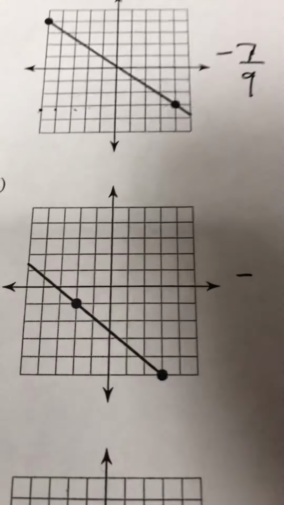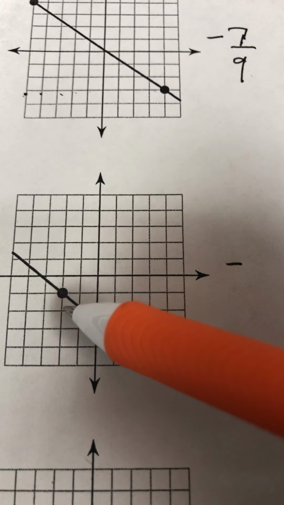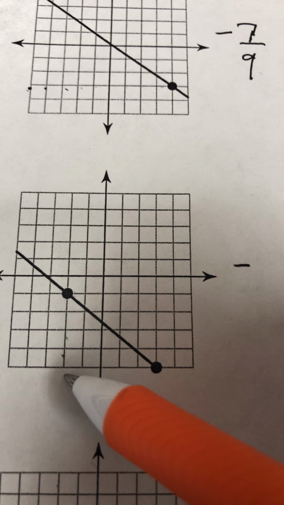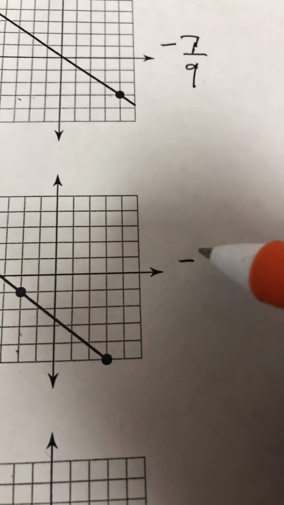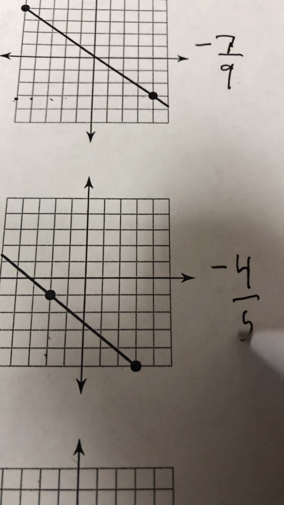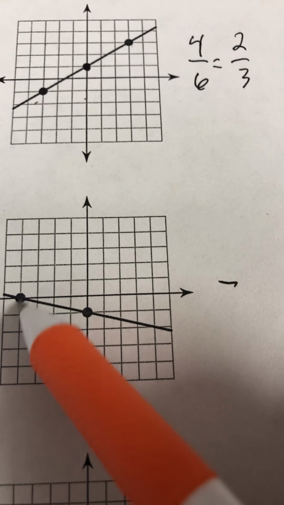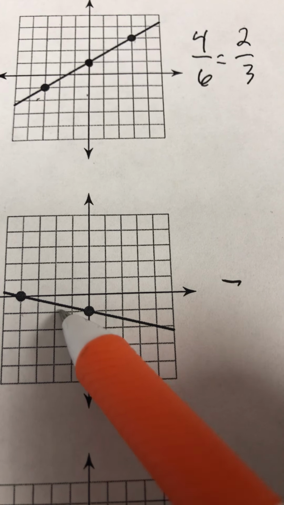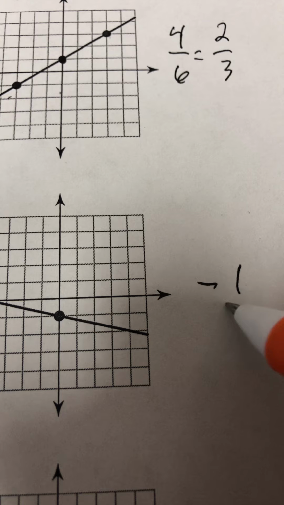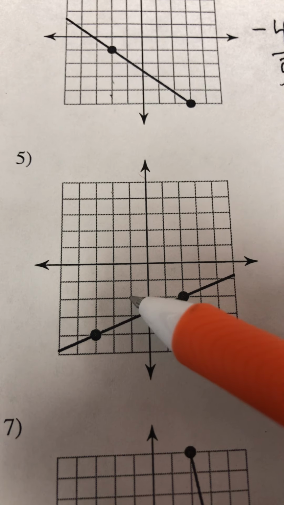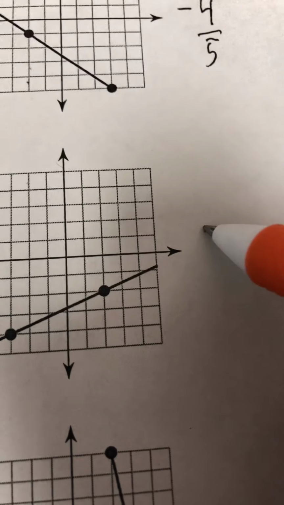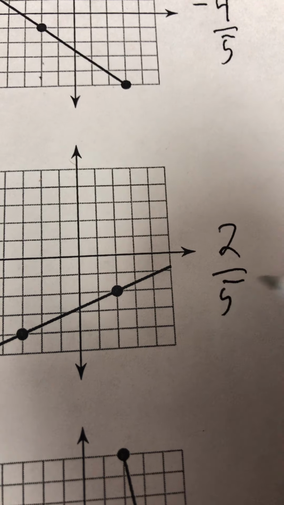This one we already said was negative, and it's going down 1, 2, 3, 4 over 1, 2, 3, 4, 5. So down 4 over 5. This one we said is going to be down, goes down 1 over 1, 2, 3, 4. Down 1 over 4. This one goes up 2 over 1, 2, 3, 4, 5. So it's up 2 over 5. It's a rise over run.